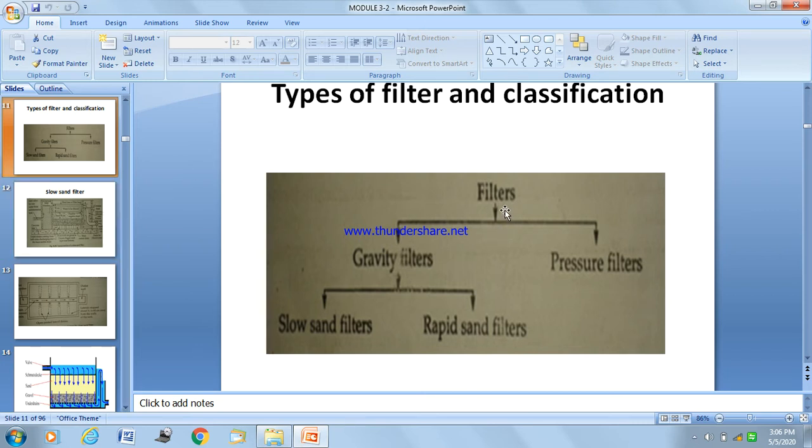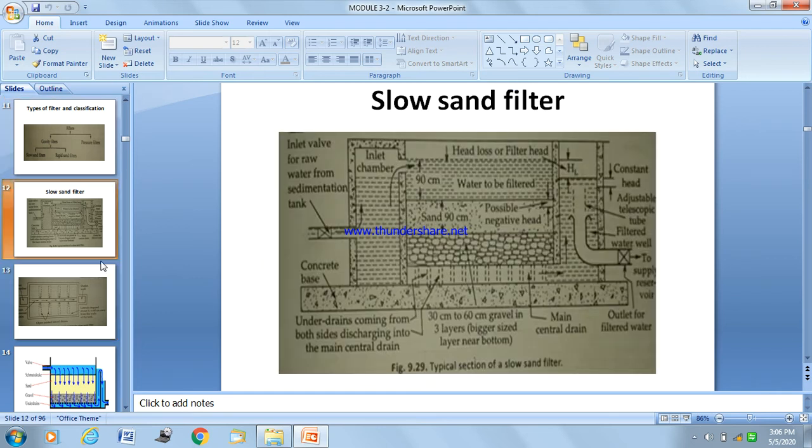So mainly this filter is classified into two types, that is gravity filter and the pressure filter. Under gravity filter again you have two types, that is slow sand filter and rapid sand filter. So in filtration three types are there, that is slow sand filter, rapid sand filter, and the pressure filter. Okay, now let us see what we mean by sand filter.